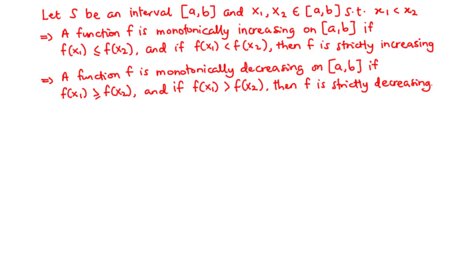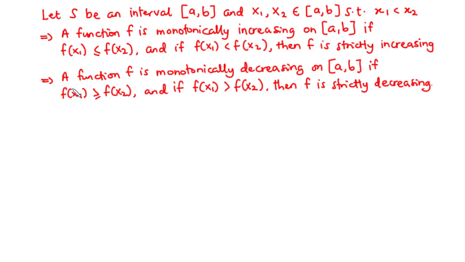Now let's move on as we discuss the monotonicity of a function. Let S be an interval, that is the closed interval AB, and x1 and x2 be members of this closed interval such that x1 is less than x2. A function f is said to be monotonically increasing on the interval if f of x1 is less than or equal to f of x2. And if f of x1 is less than f of x2, then the function is said to be strictly increasing.